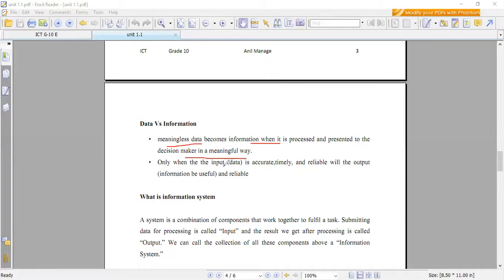Only when the input data is accurate, timely, and reliable will the output, the information, be useful and reliable. If you don't have accurate, timely or reliable data, you don't get the correct or reliable information, right? So data should be accurate, timely, and reliable.